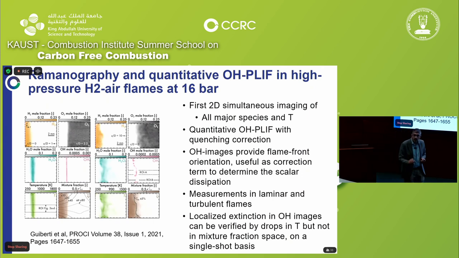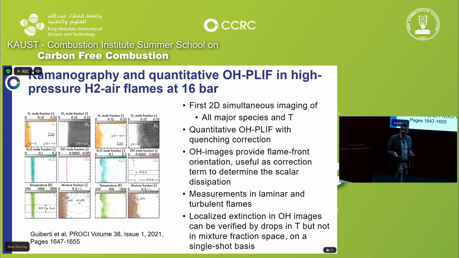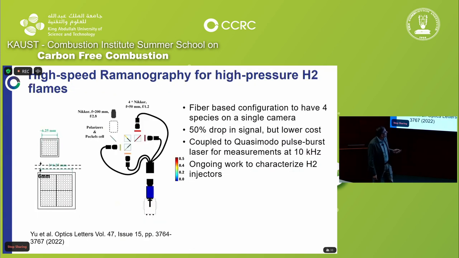We combine this with the OH PLIF. And again, this is, I believe, one of the major strengths of Raman spectroscopy: you combine it with the PLIF technique that's very challenging to make quantitative. Now we know the composition, we can do the quenching correction, and we can have a quantitative measurement of all major species and the minor species like OH, could have been NO, any other species. And this was quite challenging to do with four cameras, and quite expensive.